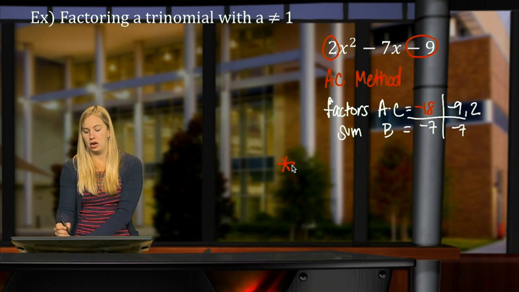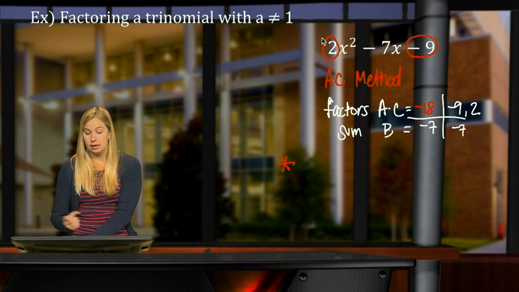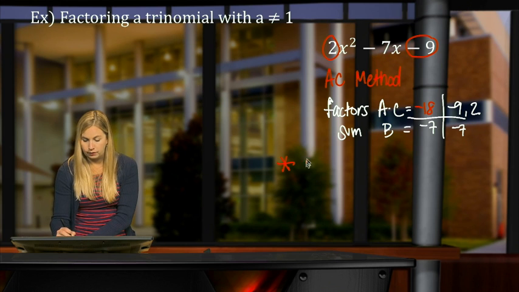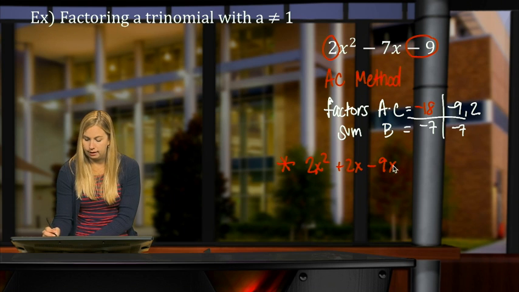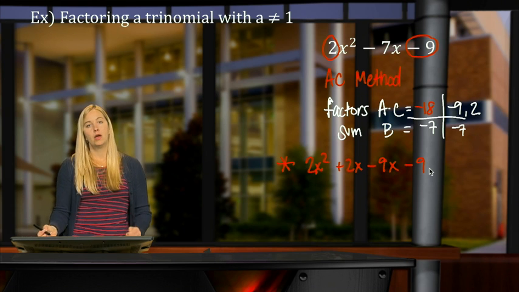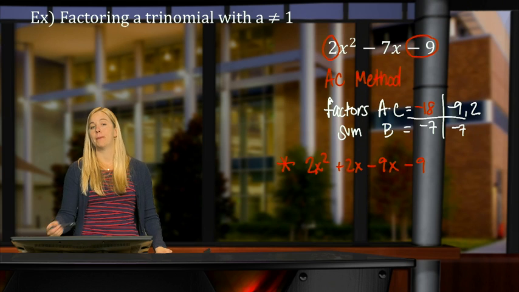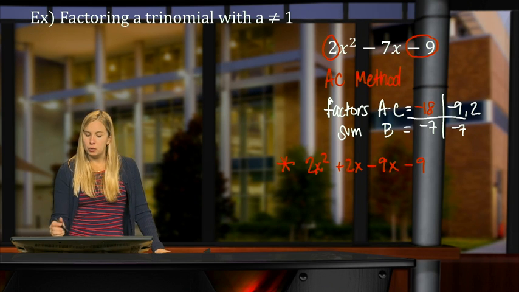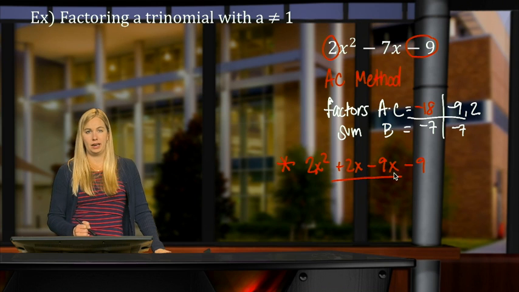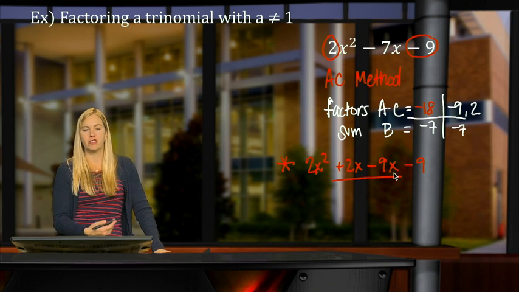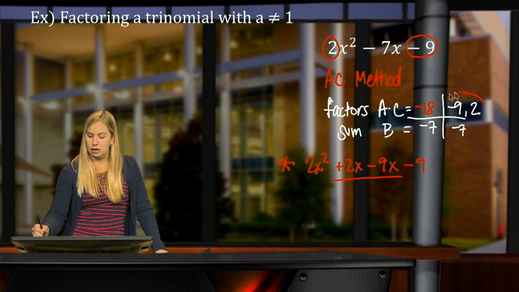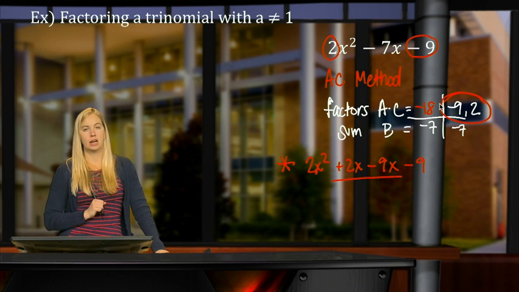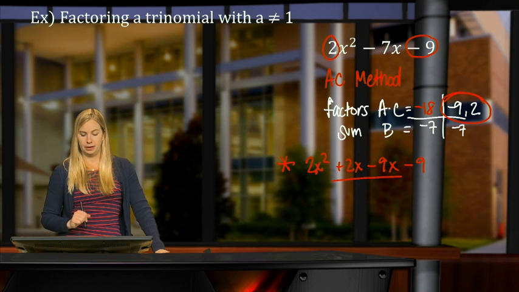What we're going to do is take our original quadratic and rewrite it, splitting up this middle term. So I've got 2x squared plus 2x minus 9x minus 9. First, I want you to notice that if we were to combine like terms here, we still have the original problem. Okay, we see that. Now, the next thing I want to know is, where did we get these two values, the 2x and the negative 9x? Where did those numbers come from? How did I split it that way? That comes from our factors of negative 18 that sum to negative 7.